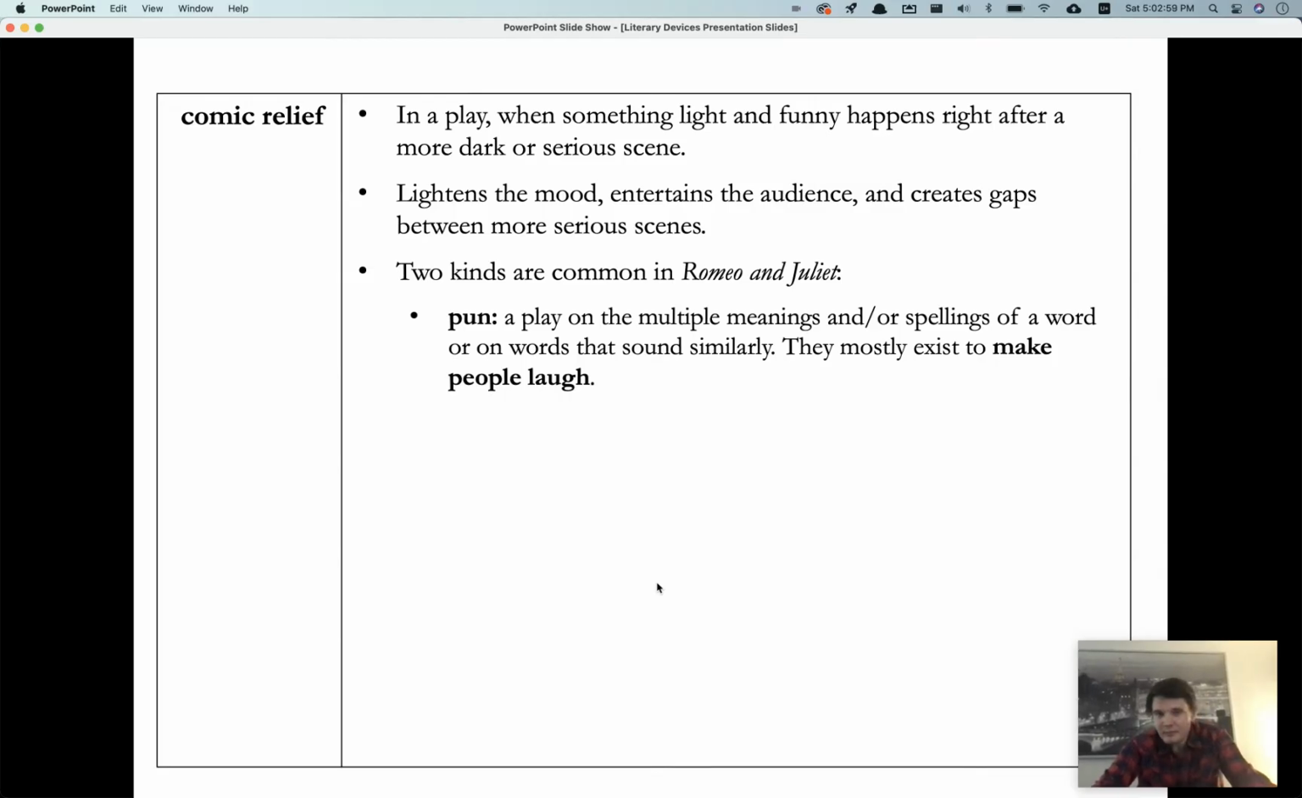Puns. A pun is a play on the multiple meanings or spellings of a word or on words that sound really similarly. They mostly just exist to make people laugh. A lot of jokes are based on puns, especially what people like to call dad jokes. So a chicken's favorite car is a coupe.